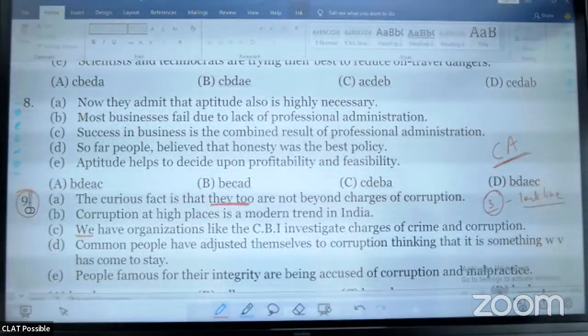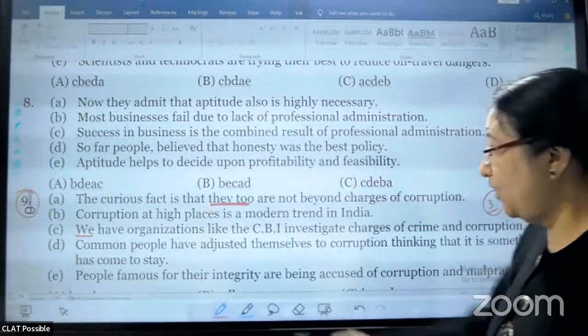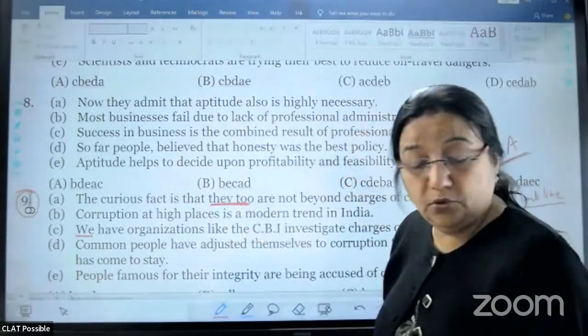We have organizations like the CBI investigate charges of crime and corruption. The curious fact is that they too are not beyond charges of corruption. देख रहे हो? Organizations and they, noun to pronoun.